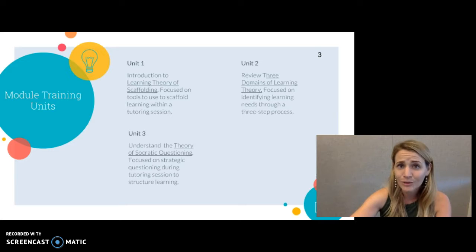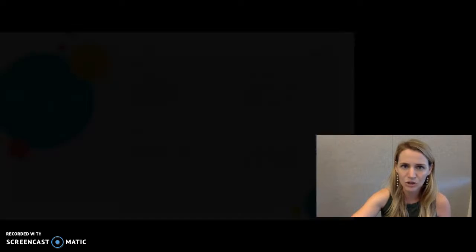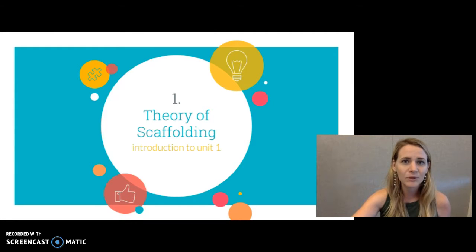And then in our final unit, Unit 4, we're going to be looking at a comprehensive variety of different tutoring methods and approaches that really help to focus on modifying the learning environment to ultimately enhance the experience of learners. So based on that, let's look a little bit more in detail at each unit. Unit 1, like I said previously, is all about the theory of scaffolding.